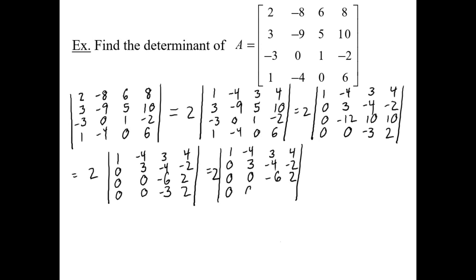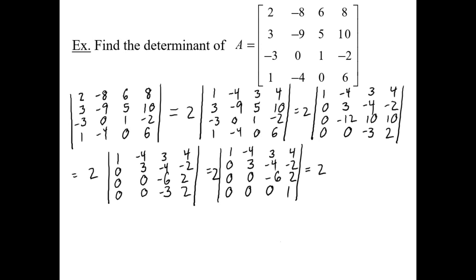So I get 0, 0, 0, and then -1/2. This will give me 1. Once again, there were lots of choices I could have made. I'm just trying to avoid choices that will change the determinant. I want to be careful about this.